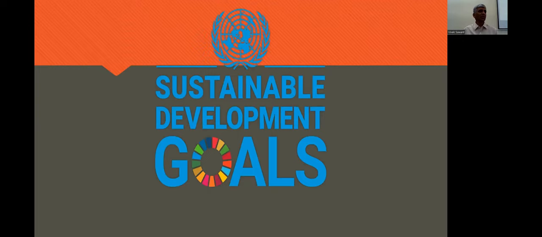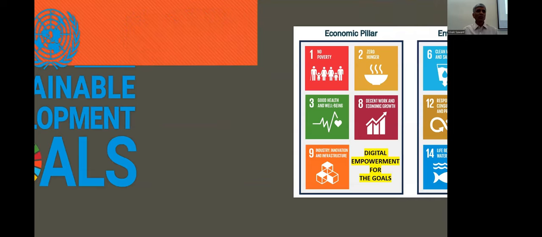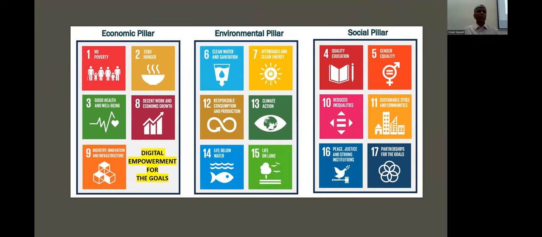And therefore, higher education has to deal with the sustainable development goals. It has three pillars. One is the economic pillar, another is environmental, and third is the social pillar. And you can see that each of these 17 problems, the 17th is a partnership, but each of these 16 problems is very, very daunting. None of them is simple. And it cannot be solved by less educated people. It requires very high quality higher educated people to solve these problems.